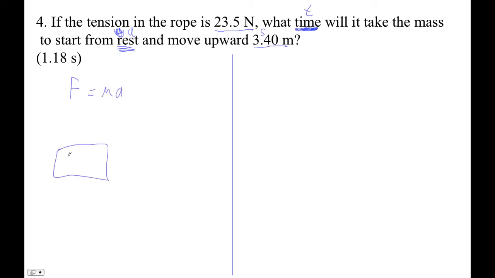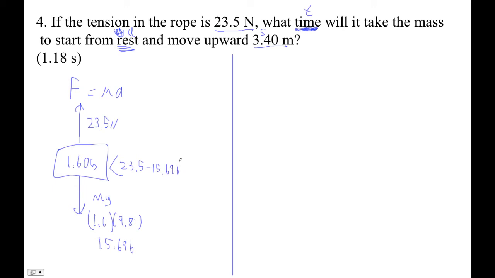So here's 1.60 kilograms. 23.5 newtons is up. The force down is the force of gravity, right? So m times g, so 1.6 times 9.81 is 15.696. So we set up our little expression, 23.5 minus 15.696, and then that equals 1.6 times a. Okay, so let's do that. Parentheses 23.5 minus 15.696, right parenthesis, divided by 1.6.